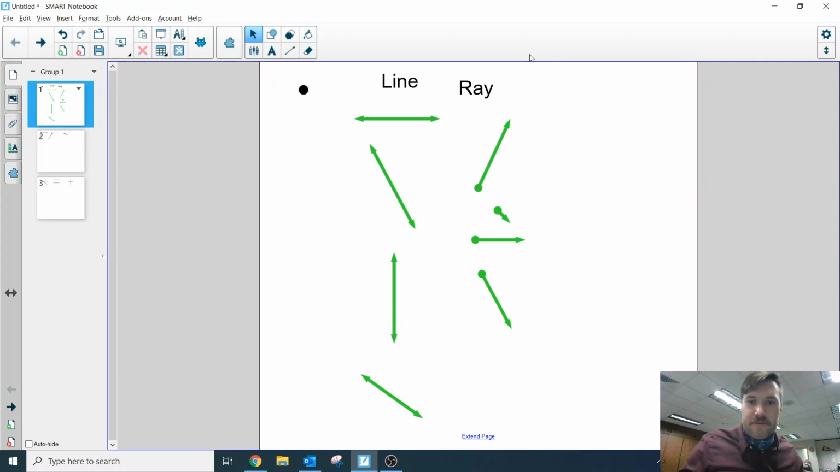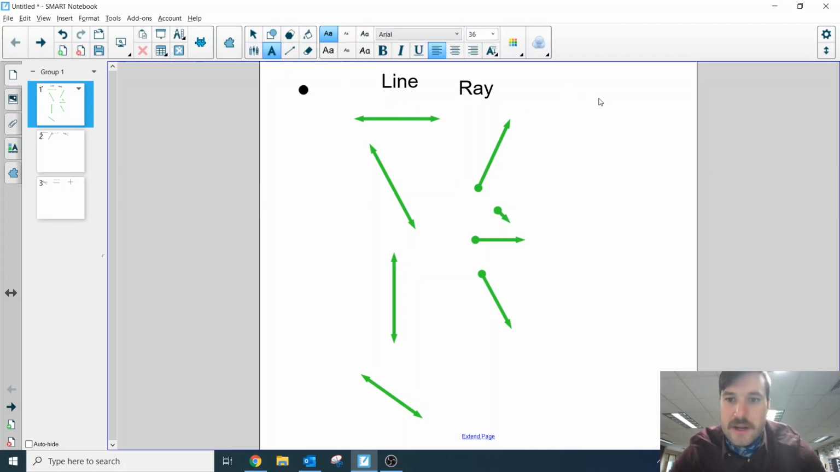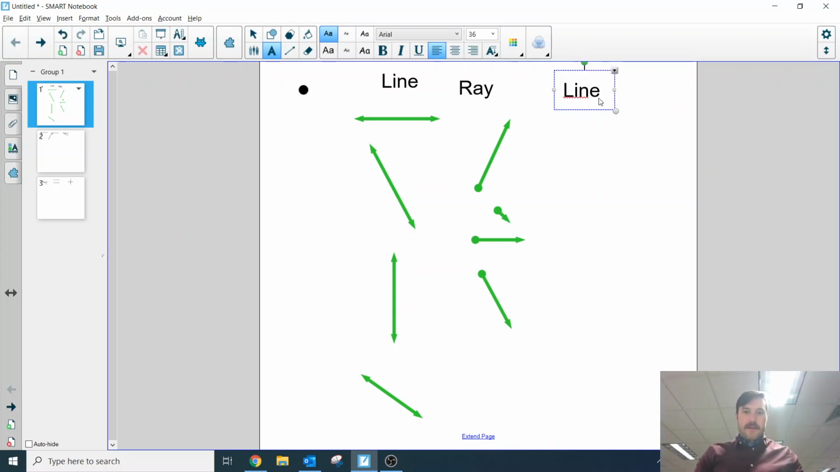So this one would go on forever that way, this short one would go on forever this way, this one would go on forever that way, and so on. So those rays are going to go on forever in just one direction. So that's what makes a ray and a line different. A line goes on forever in both directions, a ray goes on forever in one direction. The last thing I want to talk about is a line segment.